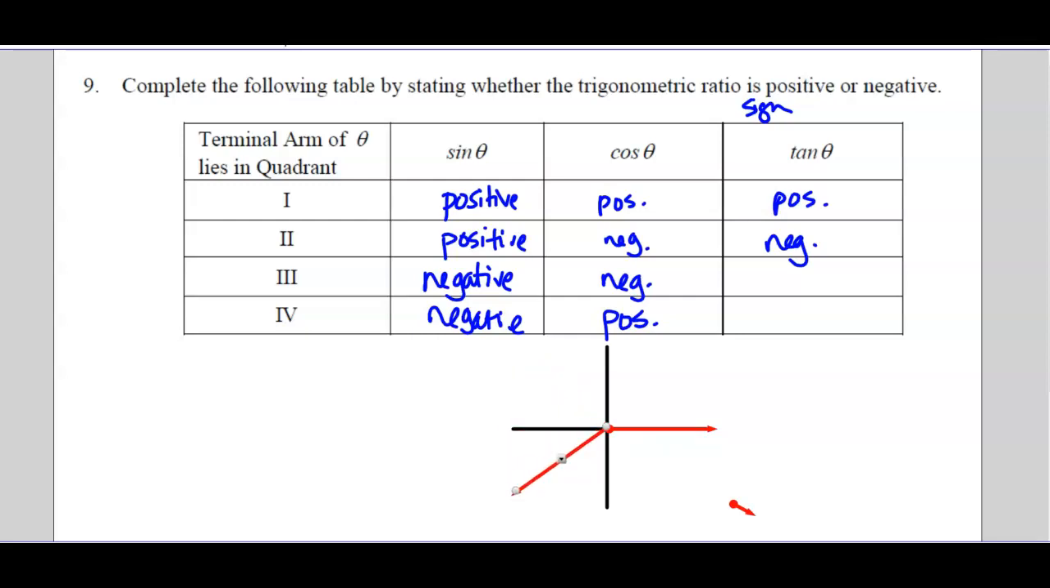Here, a negative divided by a negative is a positive. Here, a negative divided by a positive is negative. So in the first quadrant, all trig ratios are positive. In the second quadrant, only sine is positive. In the third quadrant, only tan is positive. And in the fourth quadrant, only cosine is positive.